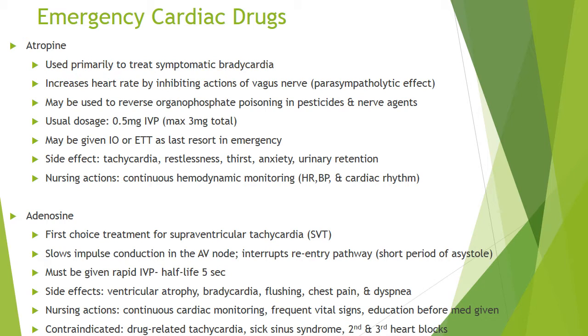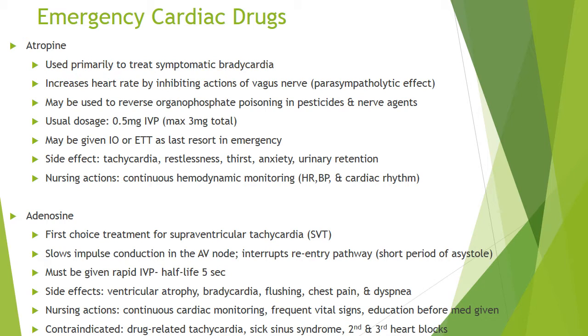Usual dose of atropine is 0.5 milligrams IV push, and it can usually be repeated up until you have a maximum amount of 3 milligrams given total. It can be given IO through an intraosseous needle or through an ET tube as a last resort and emergency if you do not have IV access.